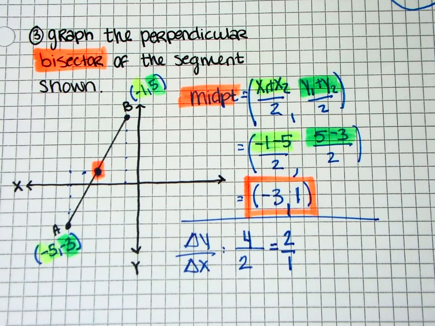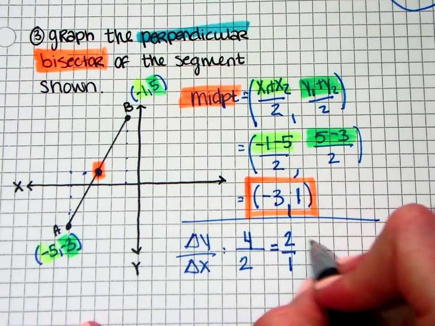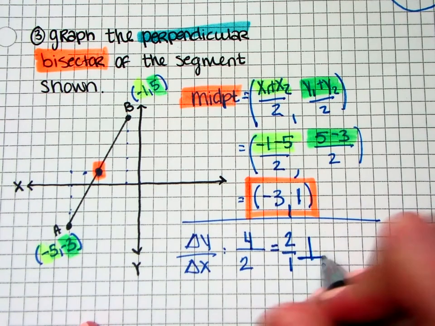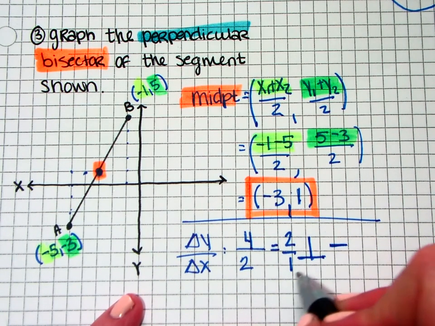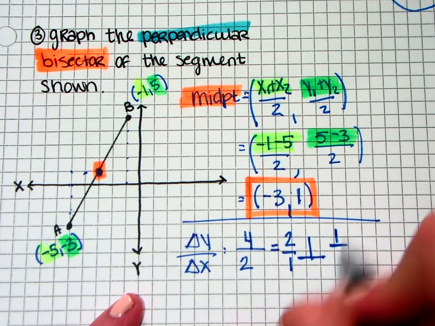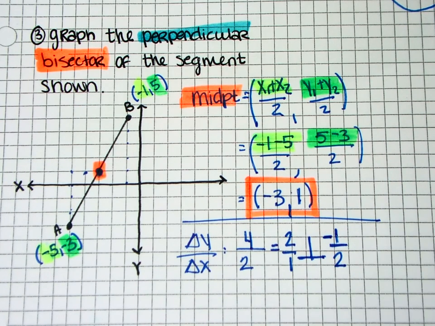Now in this problem, it does want to make the slope perpendicular, which is very important. So that means we have to take our slope, flip it, change the sign, opposite reciprocal. So when I make this perpendicular, 2 over 1 becomes 1 over 2. This fraction is positive, so this fraction is going to be negative.